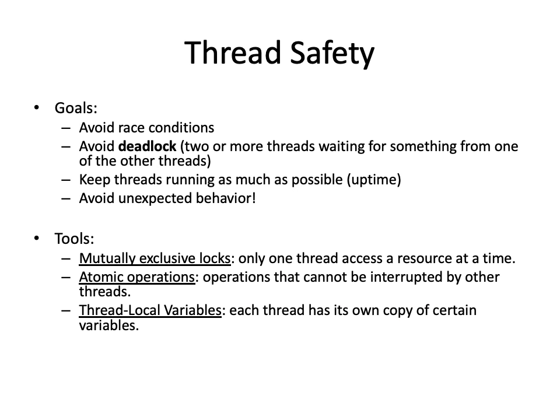To avoid those kinds of problems and others, we have to make our code thread safe. Now the goal of thread safety is, one, to avoid race conditions, but it's also to avoid something called deadlock. Now deadlock is when two or more threads are waiting for something from one of the other threads, and they can't go forward, and so they're just kind of waiting for each other to do something. It's kind of like a traffic jam.